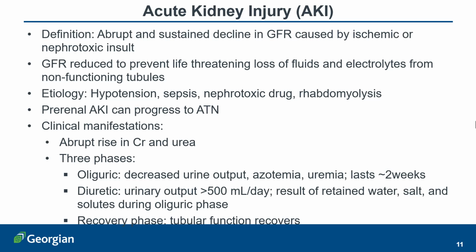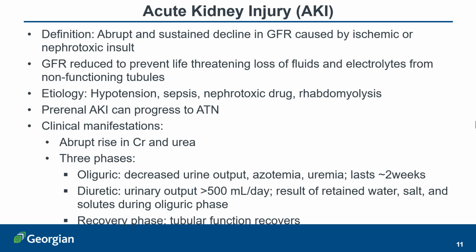Lots of acronyms. Please make sure you know your acronyms. As we mentioned, pre-renal AKI, so if you have hypertension, that can ultimately progress to acute tubular necrosis, which is an intrarenal form of acute kidney injury. So it doesn't have to just be pre-renal or intrarenal or post-renal. Usually pre-renal can then progress to intrarenal causes of AKI. So pre-renal AKI can progress to ATN, which is an intrarenal cause of AKI.